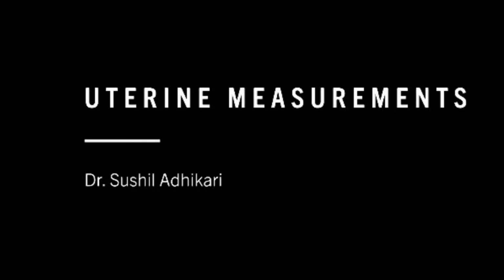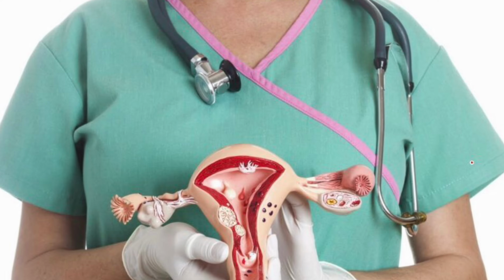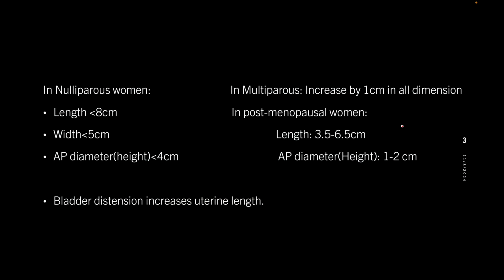Hello everyone, in today's video we are going to learn how to measure the uterus. Uterine size varies depending upon the patient's age, menstrual status and gravida. In a nulliparous adult woman, the length of the uterus is usually less than 8 cm, width is usually less than 5 cm and its anterior-posterior diameter or height is usually less than 4 cm. Parity generally increases the size by 1 cm in each dimension.